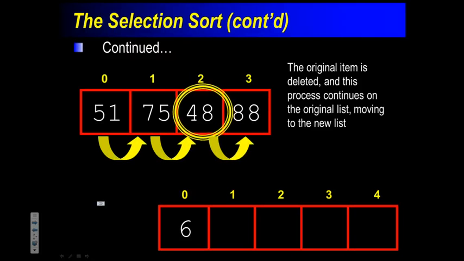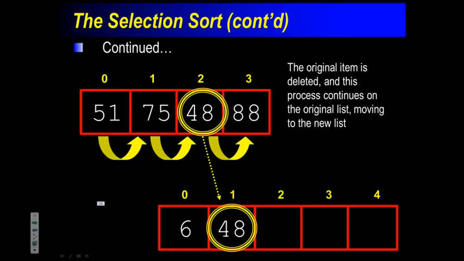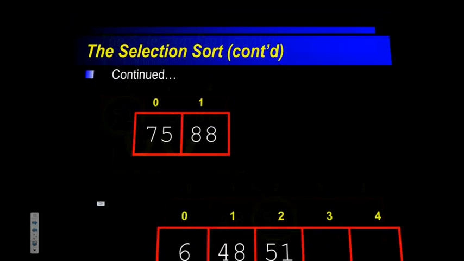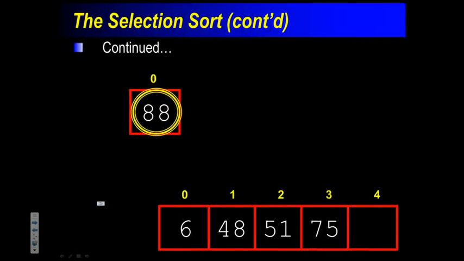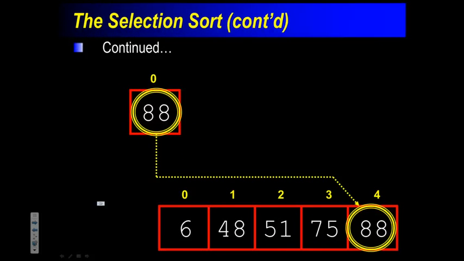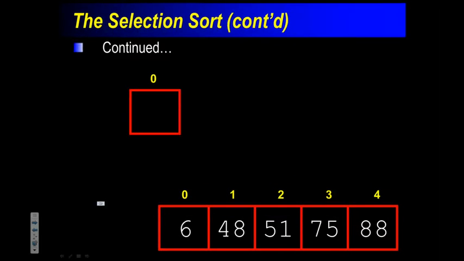I look through, find the lowest item, copy it over, and I can continue this process, looking and copying, until there's nothing left in the original list. Once there's nothing left, I'm left with now a sorted new list.